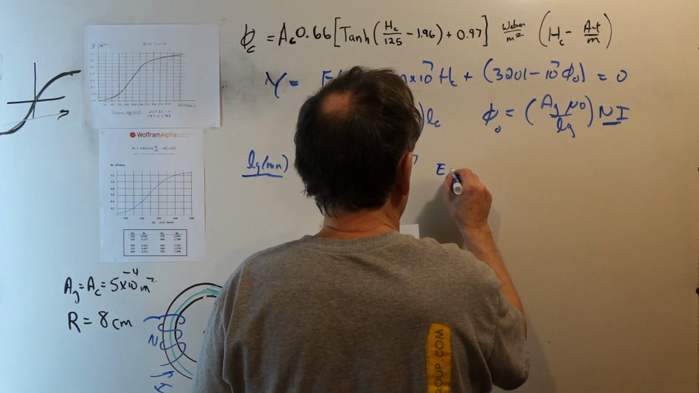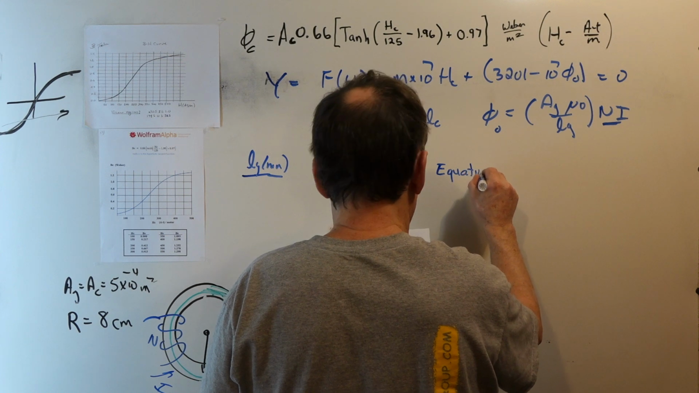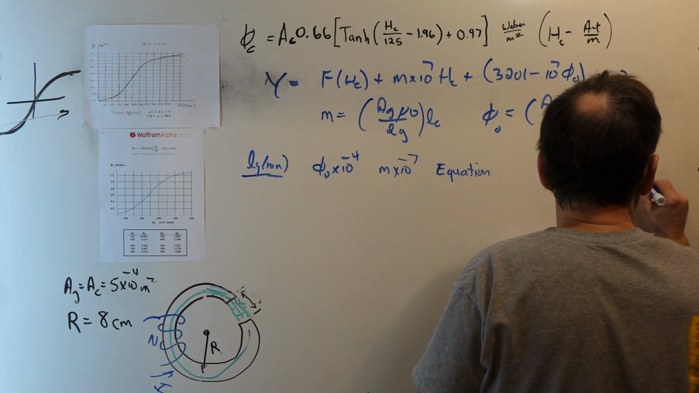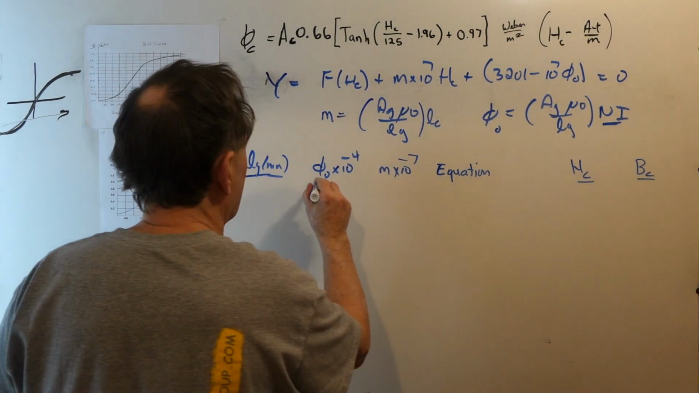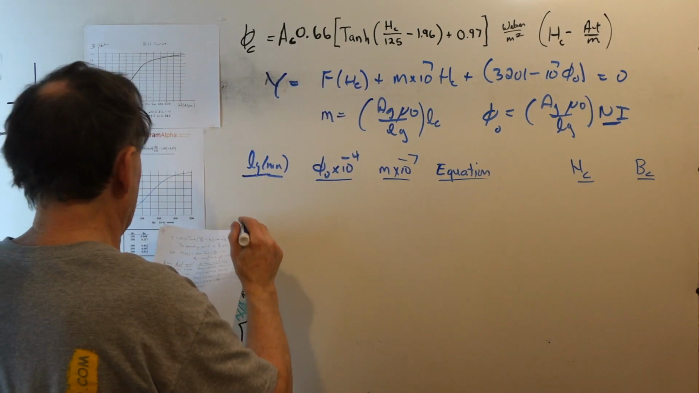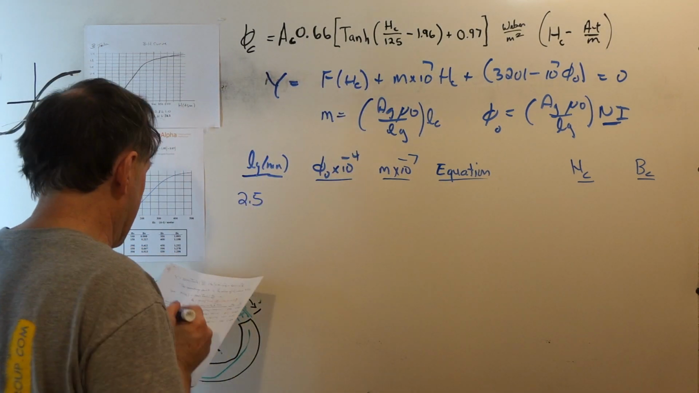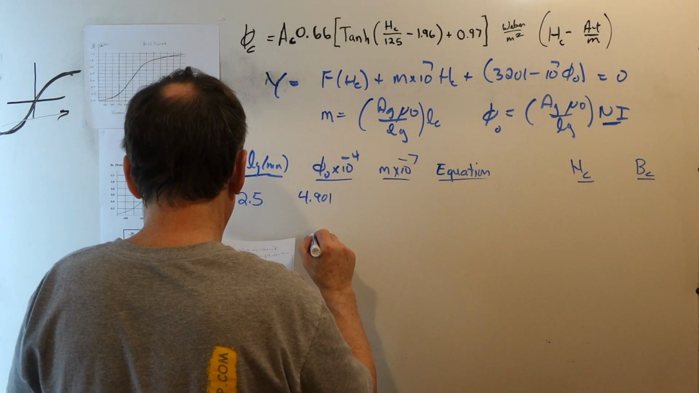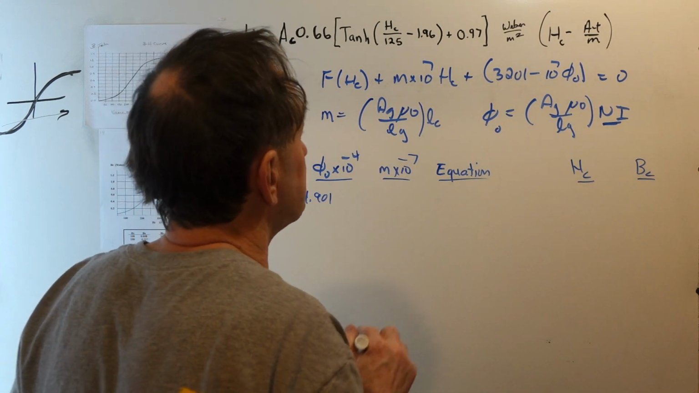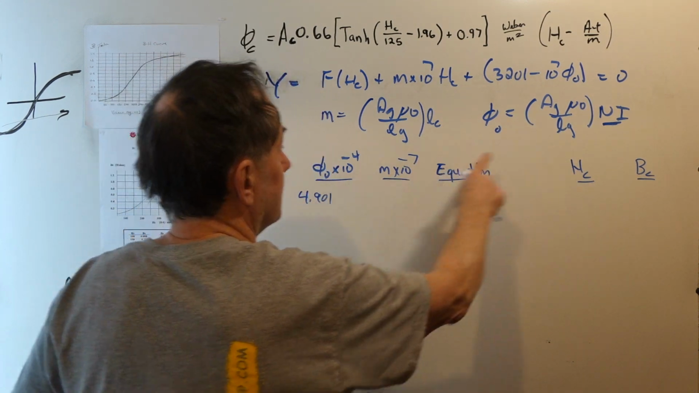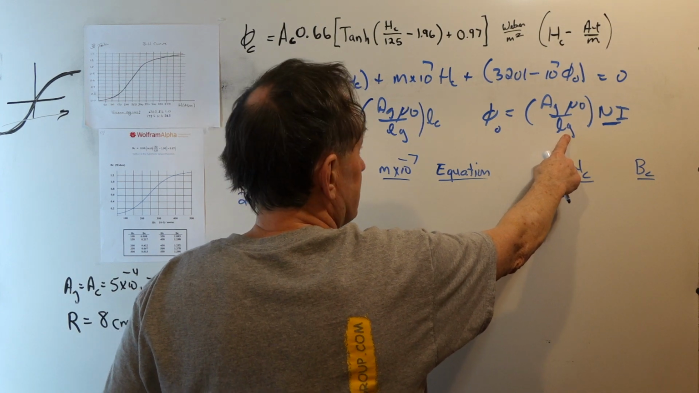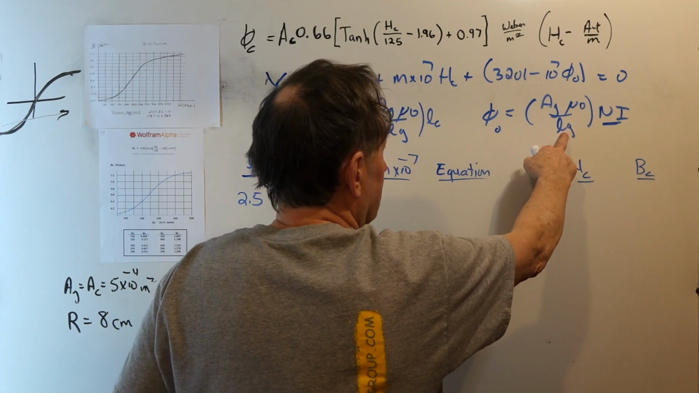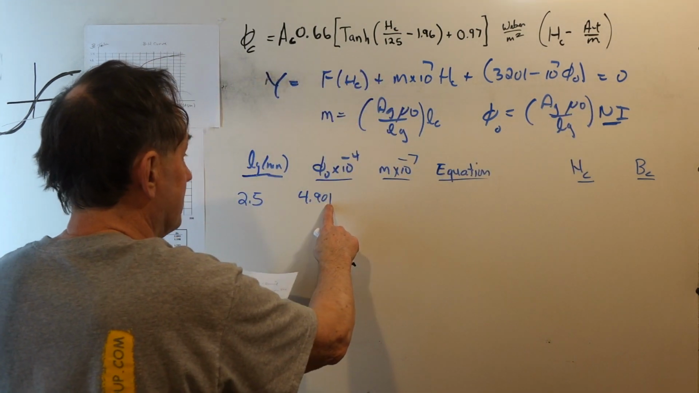And here is our equation. Then our HC and our BC, the H and the B in the core. All right, for a 2.5 millimeter gap opening, our phi 0 is 4.901. So when I put a length LG of 2.5 millimeters in here, or 0.0025 for the gap length, then the phi 0 computes to this.